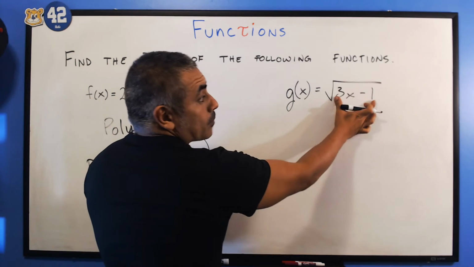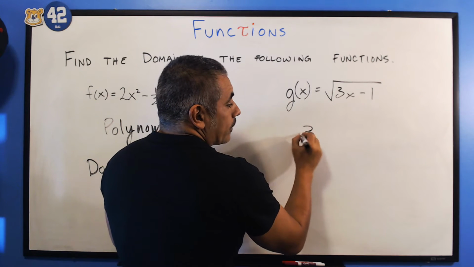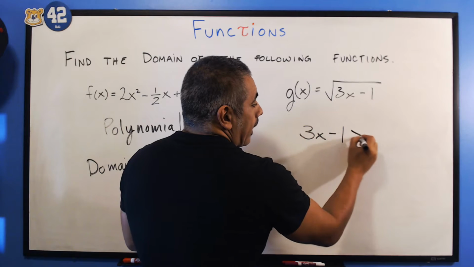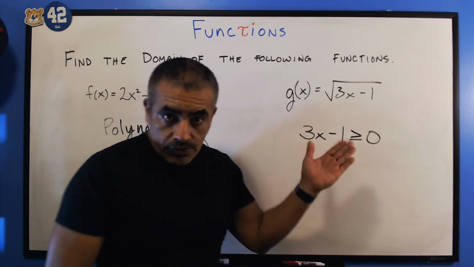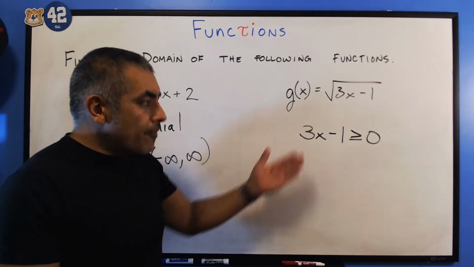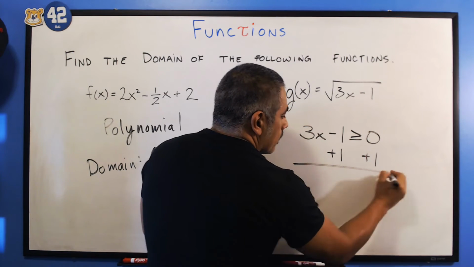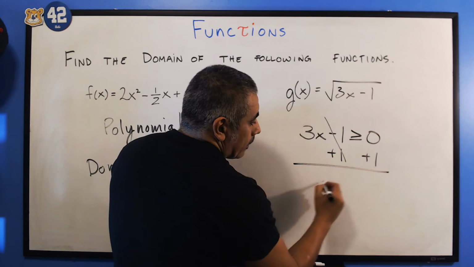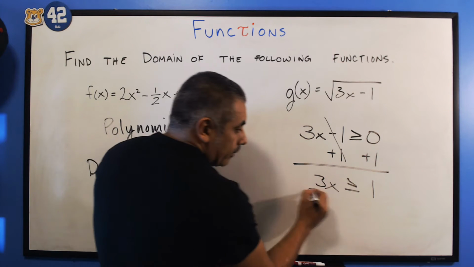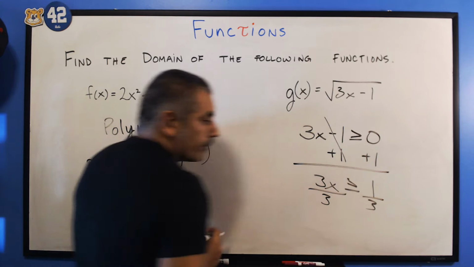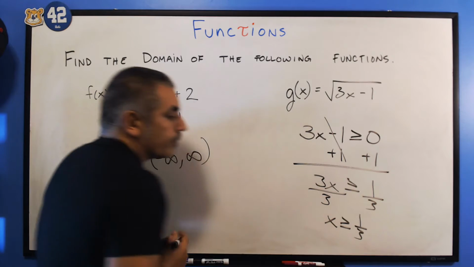So let's take the entire expression inside the square root, and we're just going to say 3x minus 1 has to be greater than or equal to 0. Because we can take the square root of 0, so it stands to reason that it can be 0. And from here, we just solve for x. We add 1 to both sides. We get 3x is greater than or equal to 1. Finally, we divide both sides by 3. And we get that x is greater than or equal to 1/3.